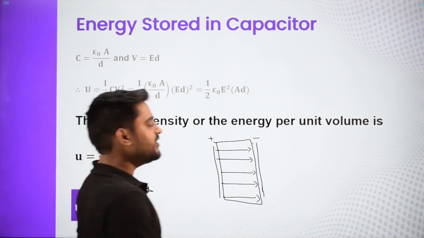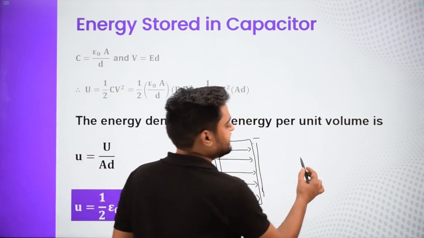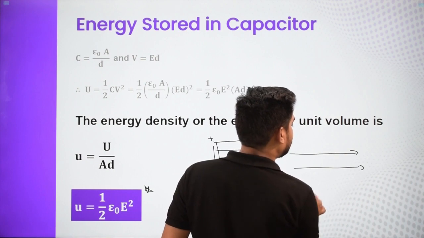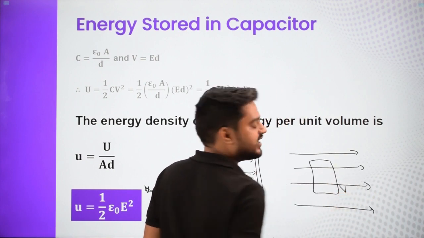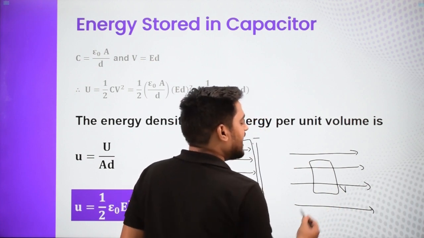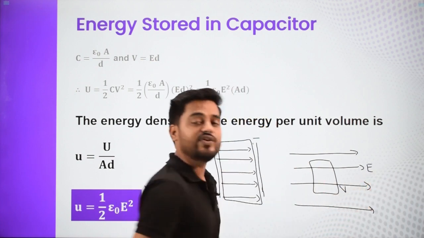If we know that this is not a capacitor, we just know that it is a uniform electric field. There is a volume we are talking about, capital V is the volume, and there exists a uniform electric field.